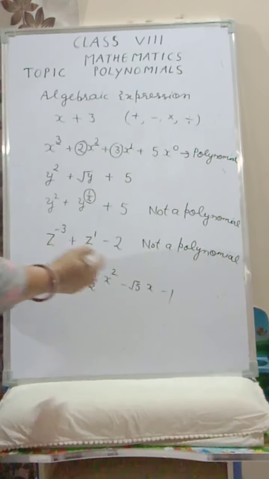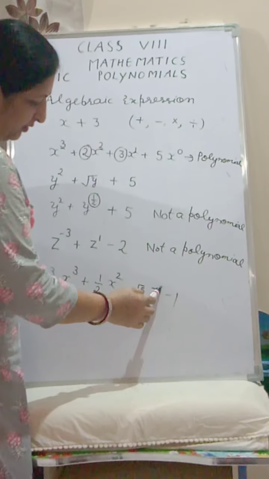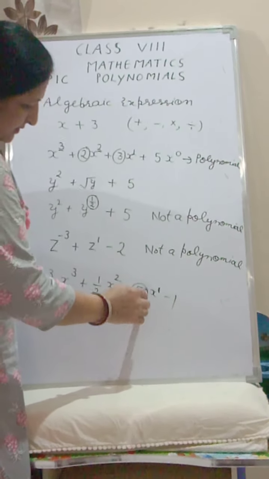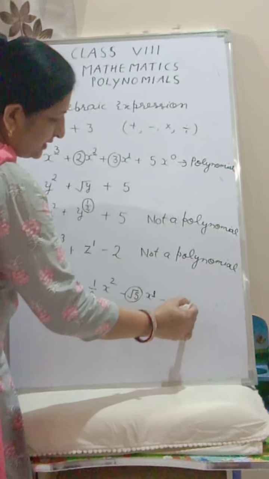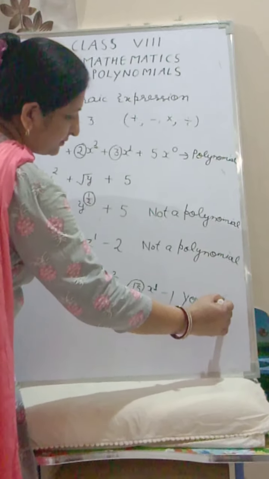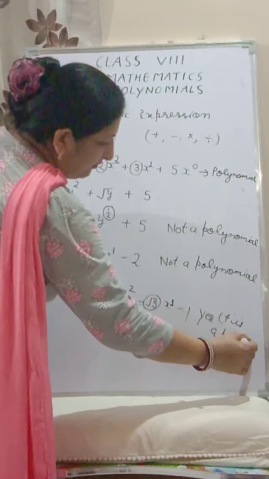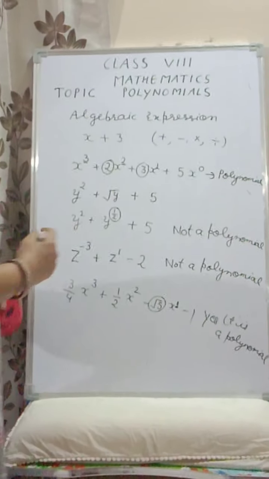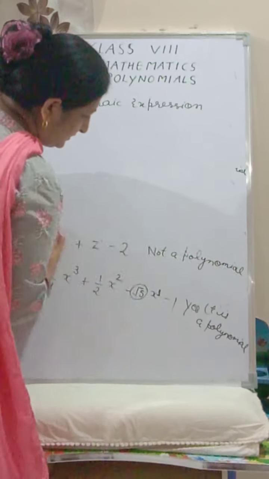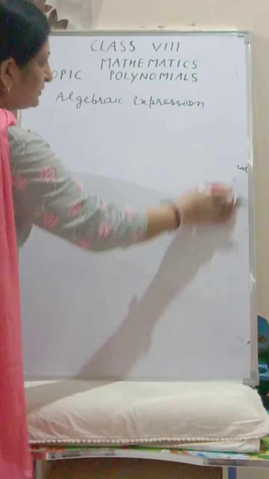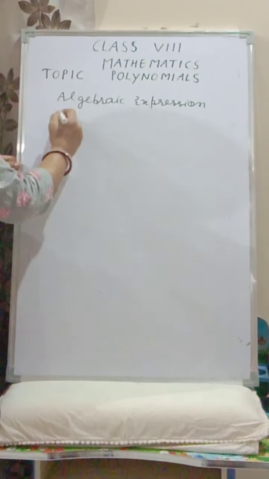For root 5 x, here the power of the variable is 1. It is positive. You have to observe only the power of the variable, not the coefficient. So yes, it is a polynomial. I hope the definition of a polynomial is clear to you. Now, classification of polynomials.